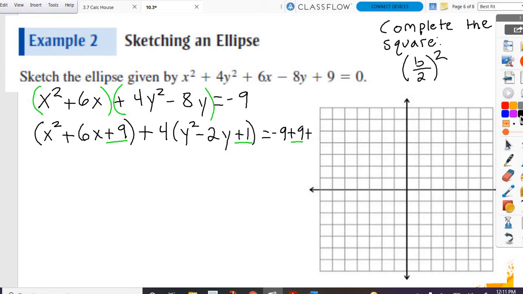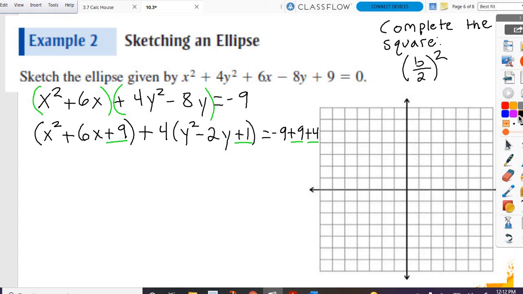Because notice that that 4 that's on the outside of my parentheses applies to the 1 that's right here. So we didn't actually add 1, we added 4. You took the 4 out. Because I factored the 4 out. And my 1 is already in the parentheses. So it applies to the 1 as well. Does that make sense? So now our whole goal is to factor. And it should end up that they factor into perfect squares. Otherwise, we did something wrong.